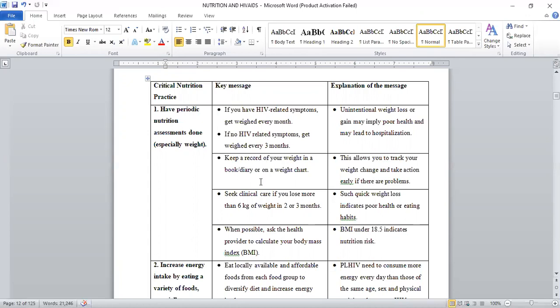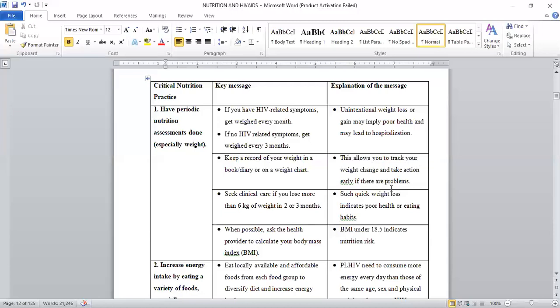So how can you achieve these key messages that you're supposed to address? If you have HIV-related symptoms, get weighed every month. If no HIV-related symptoms, get weighed every 3 months. Unintentional weight loss or gain may imply poor health and may lead to hospitalization. This is the reason why taking of weight is very key. The other one is keeping a record of your weight. This allows you to track your weight changes and take action early if there are problems.